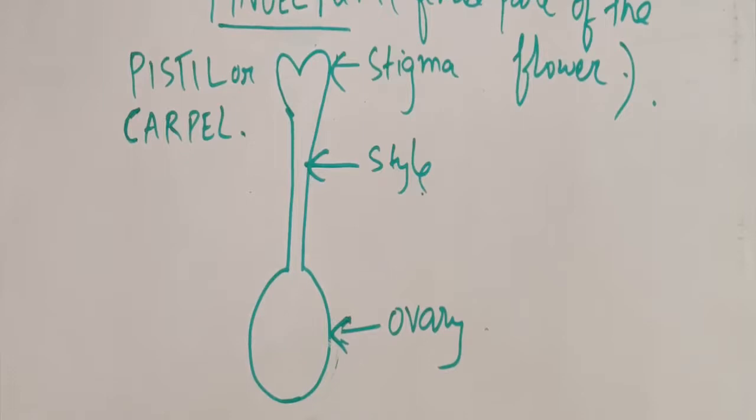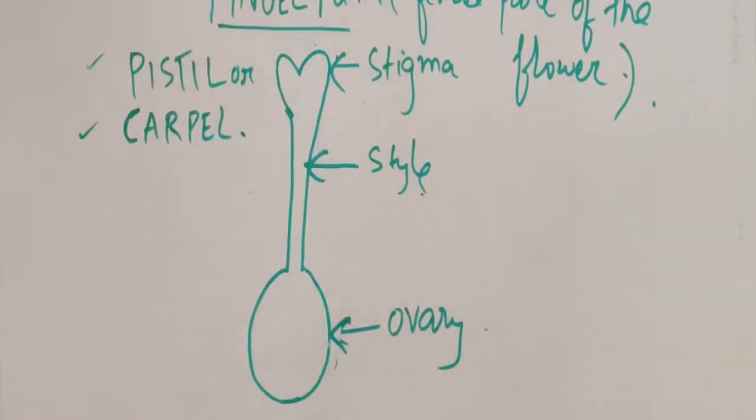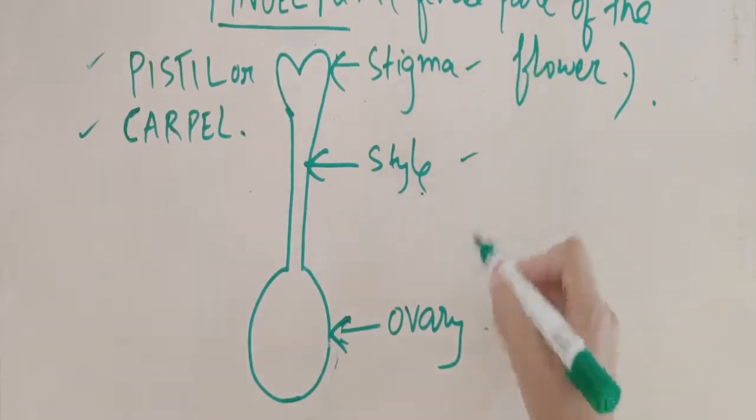So now today we are going to study the structure of the pistil, ovule, Megasporangium, and then the embryo sac. The gynoecium is the female part of the flower. Pistil or carpel consists of how many parts? 3 parts: stigma, style, and ovary.